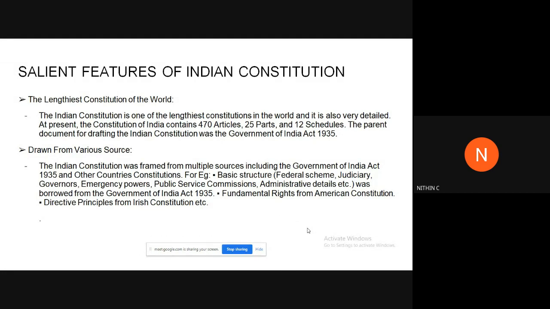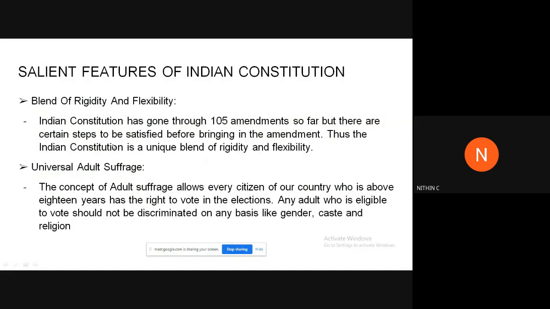The lengthiest Constitution of the world. And another point is that our Constitution is drawn from various sources. Some points you can remember: DPSP is drawn from the Irish Constitution, and fundamental rights are drawn from the American Constitution. Then the nature of the Constitution, being rigid as well as flexible. As of now, we have 105 amendments.